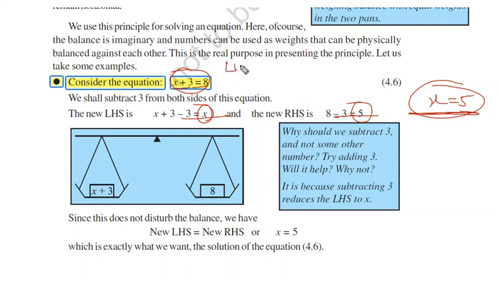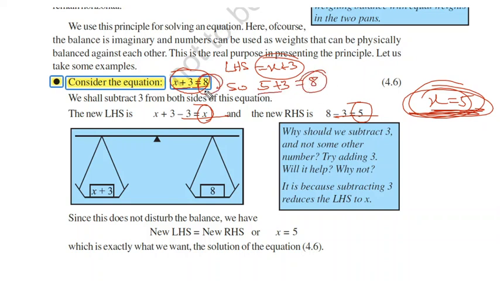So here LHS equal to x plus 3. Now what value have we got for x? That is 5. So 5 plus 3, 5 plus 3 equal to what? 8. Is it equal to RHS? We can write which is equal to RHS. Okay? Therefore x, the value of x equal to 5.